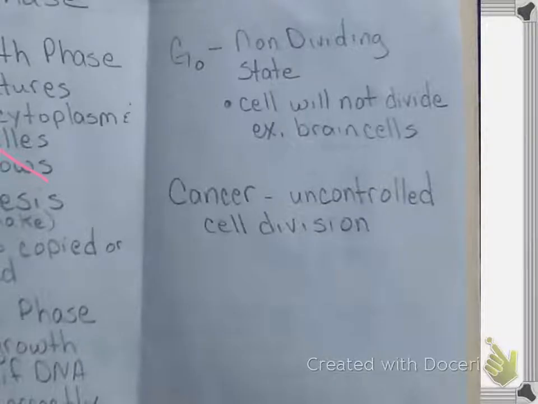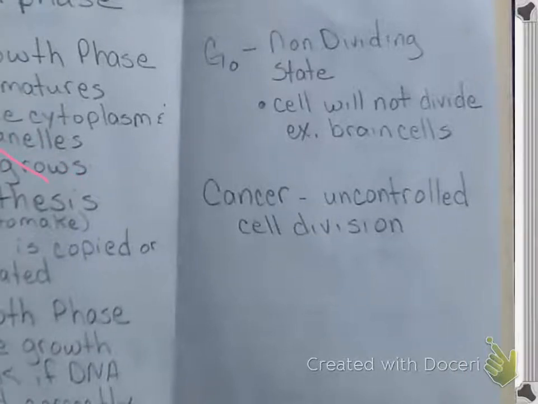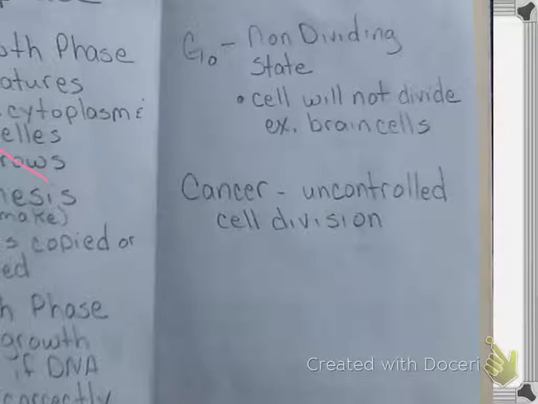So for the next question, what is cancer? Also, you need to know that the G0 is a non-dividing state. In other words, cells are not dividing. They're not going through mitosis.